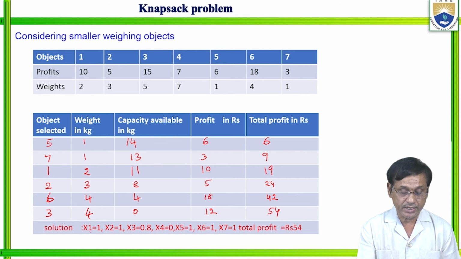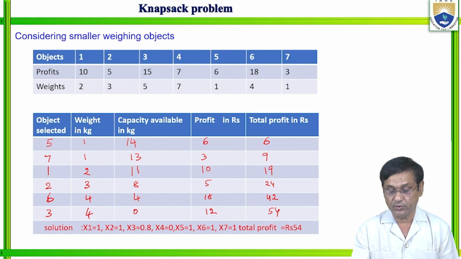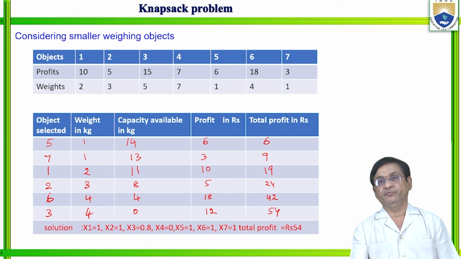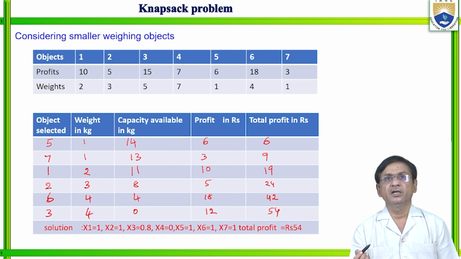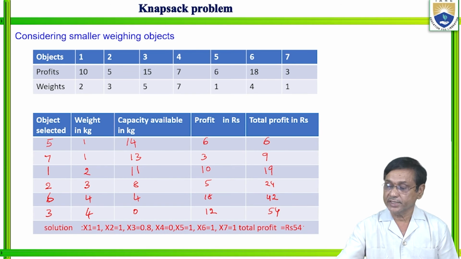What is the solution? X1 is equal to 1, that means fully included. X2 entire object is included. X3 only 0.8 of the object is included. X4 is not included. X5 is fully included. X6 is included. X7 is included and the total profit is 54. Suppose if you consider by selecting the low weight objects, we can keep more weights so that we can get the profit of 54.